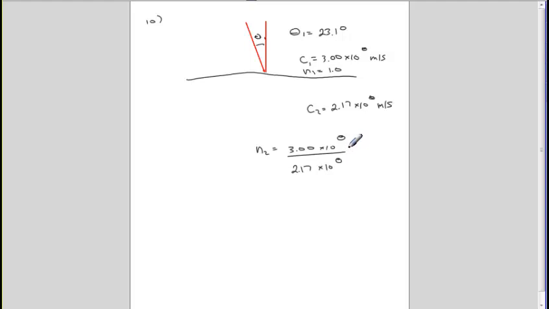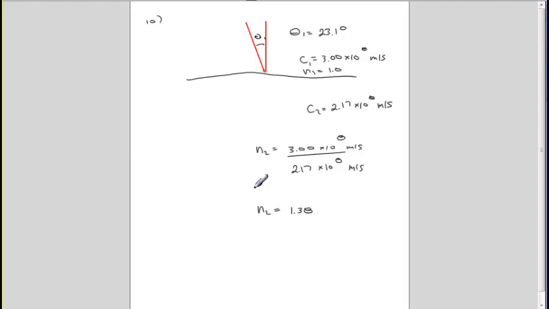And because they're both times 10 to the 8, and also they're both meters per second, we just have to take 3 and divide by 2.17. You don't have to include all the extra stuff. And we get 1.38, which sounds like a pretty reasonable number. Okay, so that's our index of refraction.